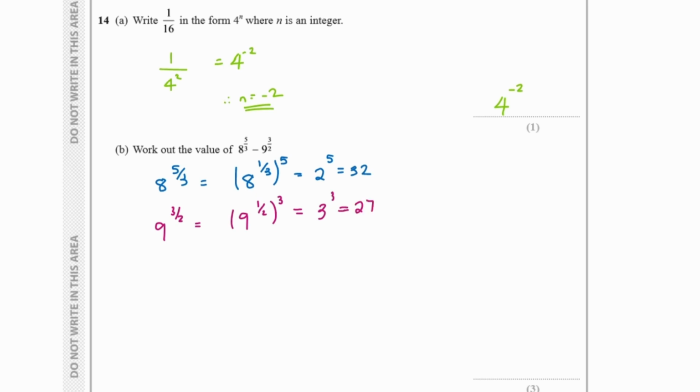So our 8 to the power 5 over 3 can now be written as 32, and we are taking away from 9 to the power 3 over 2, which can now be written as 27. So 32 take away 27 gives us 5, and our final answer for this question will therefore be 5. So here we would get 1 mark for working out 8 to the power 5 over 3, a second mark for working out 9 to the power 3 over 2, and a third mark for getting a correct final answer of 5. For part A, we would also get 1 mark for writing 4 to the power minus 2.